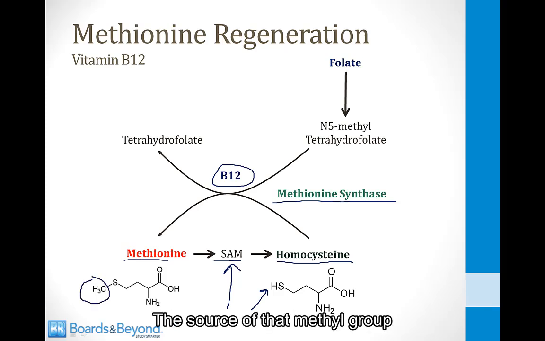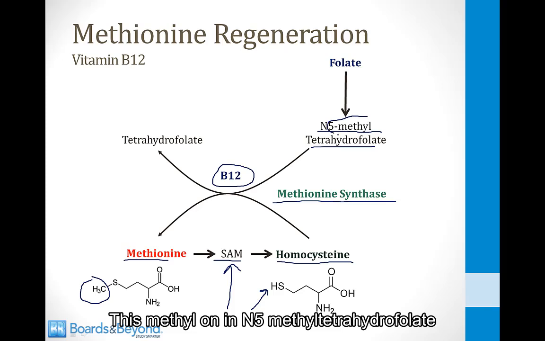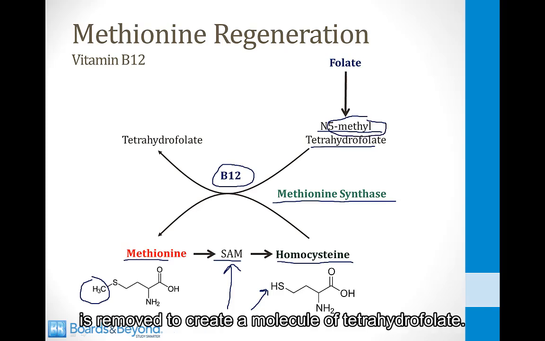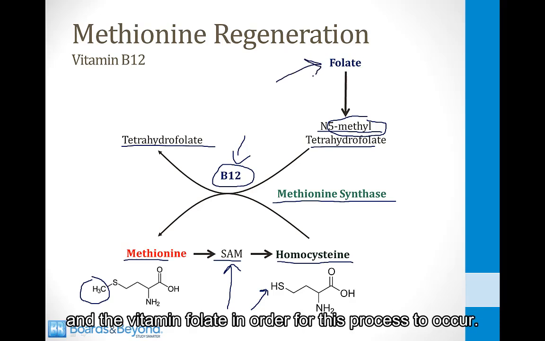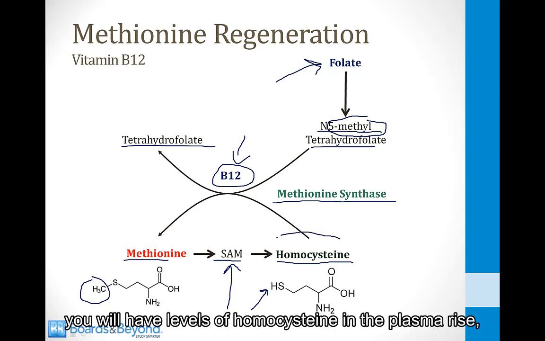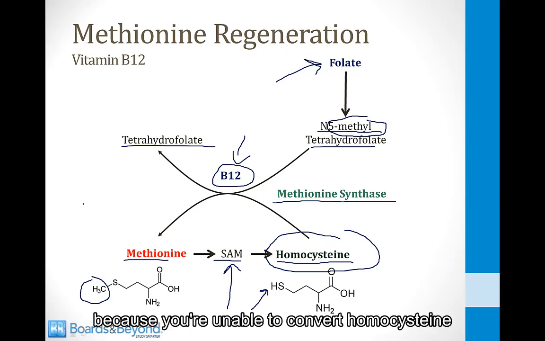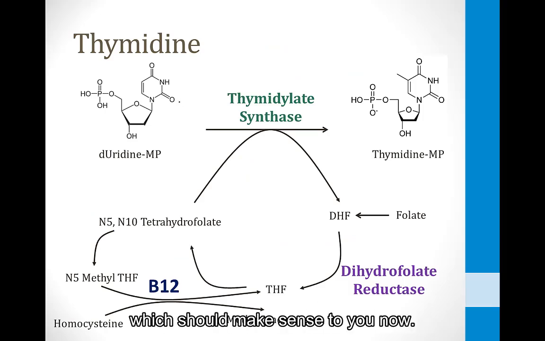The source of that methyl group is the molecule N5-methyl tetrahydrofolate. This methyl on N5-methyl tetrahydrofolate is removed to create a molecule of tetrahydrofolate. The big picture here is that you need both vitamins B12 and the vitamin folate in order for this process to occur, and if either vitamin is deficient, you will have levels of homocysteine in the plasma rise because you're unable to convert homocysteine back into methionine. So back to our big picture slide, which should make sense to you now.